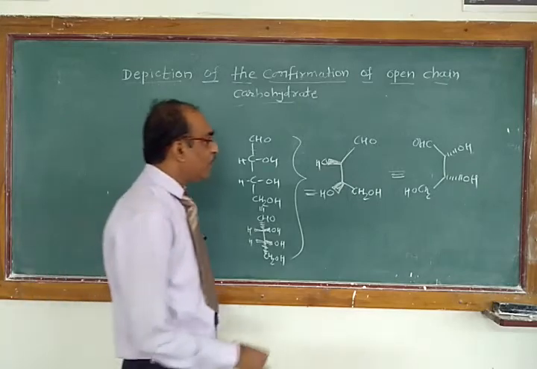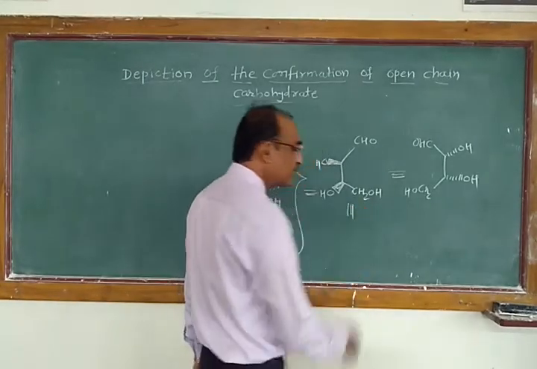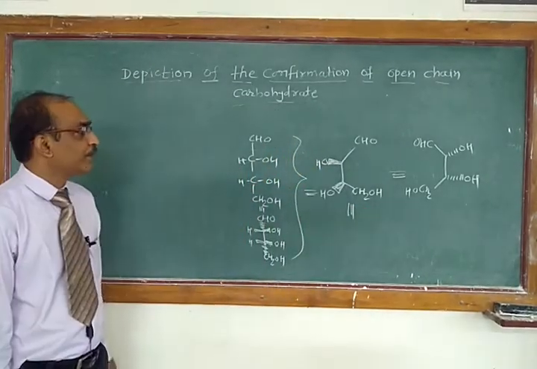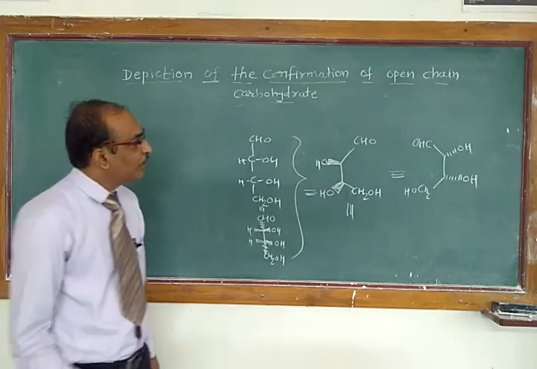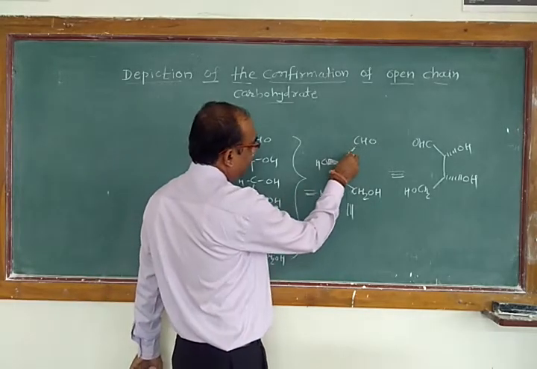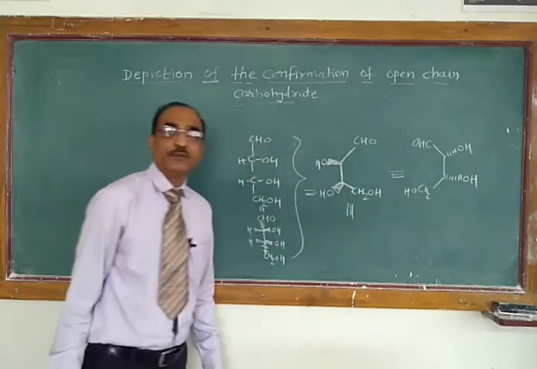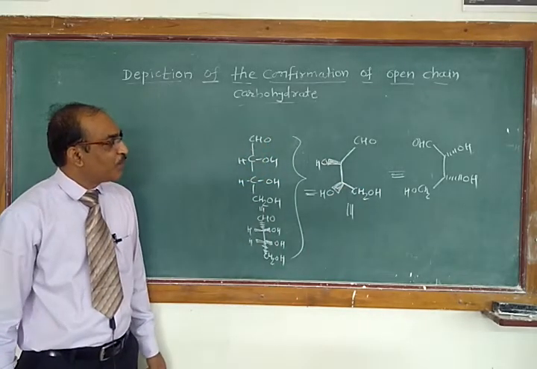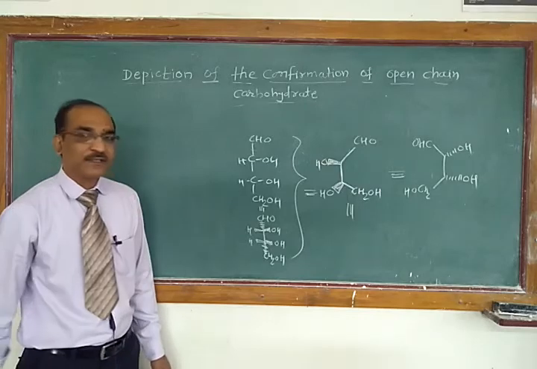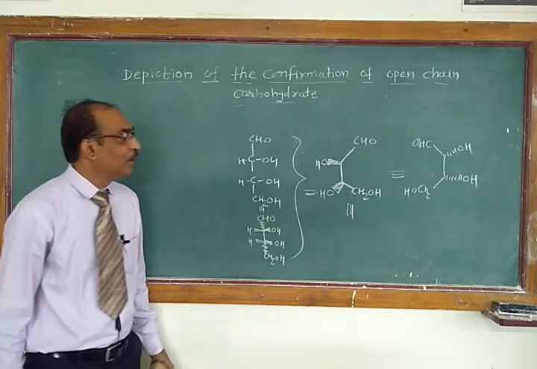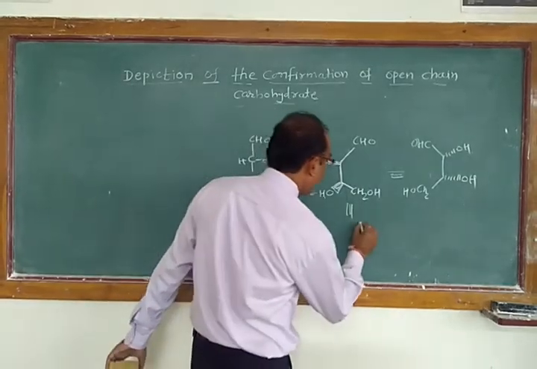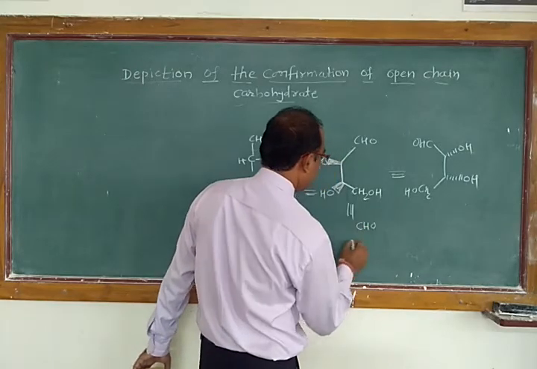Is there any other way of representation for this? Yes, there is another way of representation. What you have to do? This carbon is in a bending position. But if you want to make it a zigzag-like carbon structure to maintain the bond angle, what you have to do is write CHO here, this.